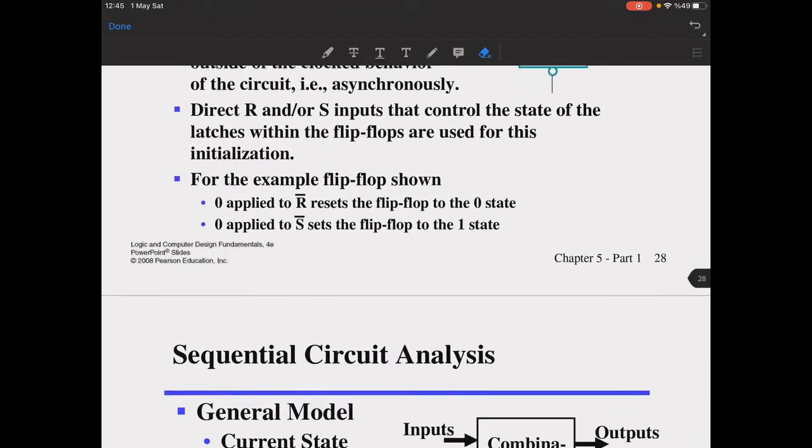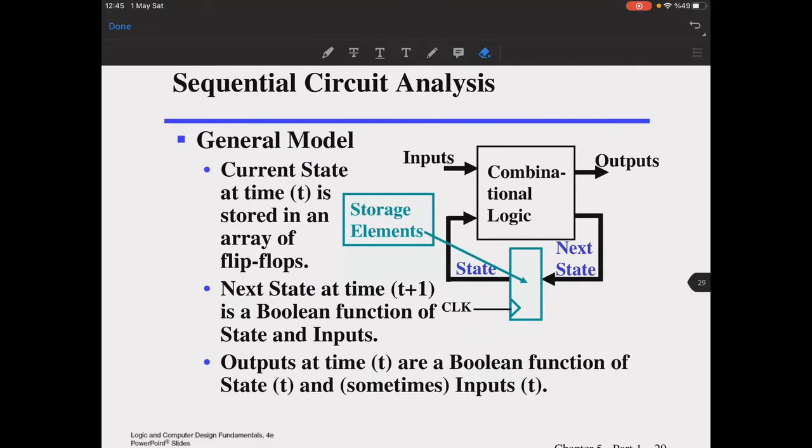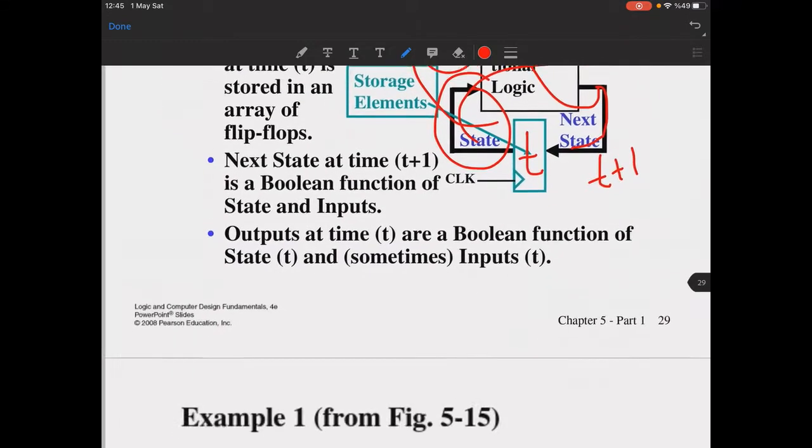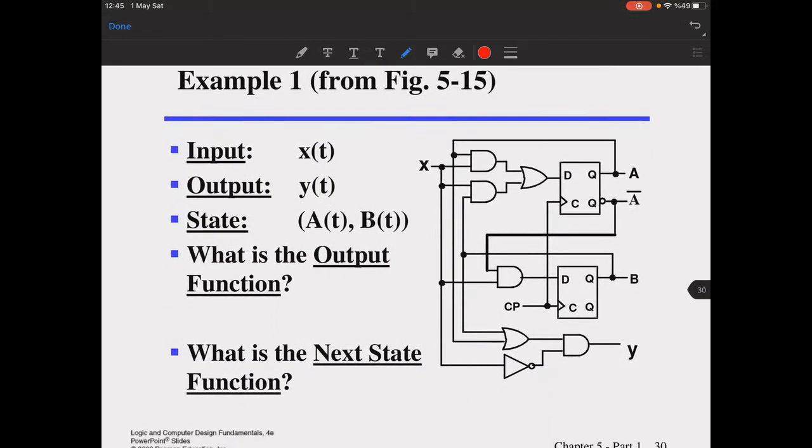Okay, now let's proceed to sequential circuit analysis. We have our current state at time t, and your next state at time t plus 1 is a Boolean function of your current state and inputs. And outputs are Boolean functions of state and sometimes state and inputs. That's it that we need to consider.